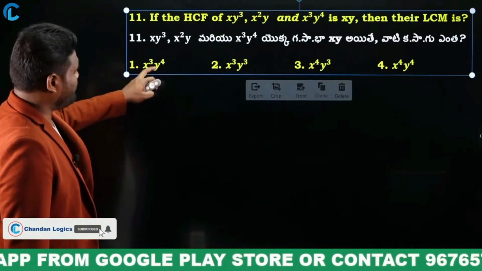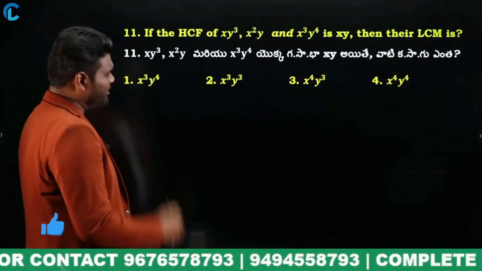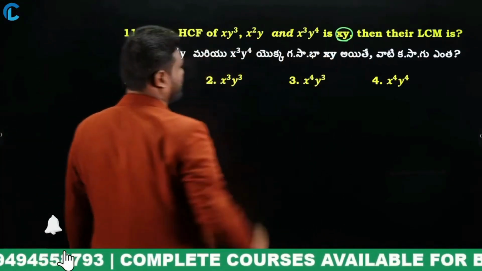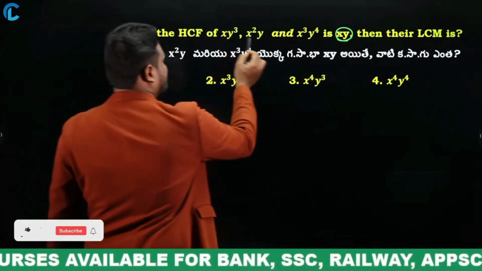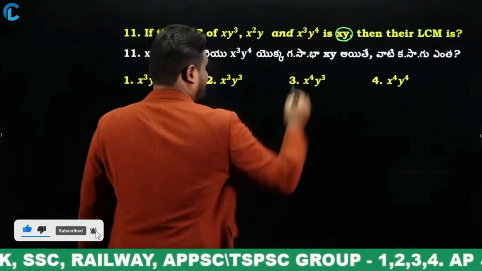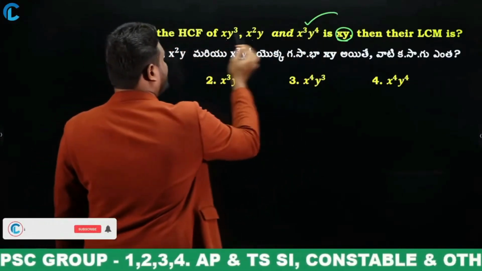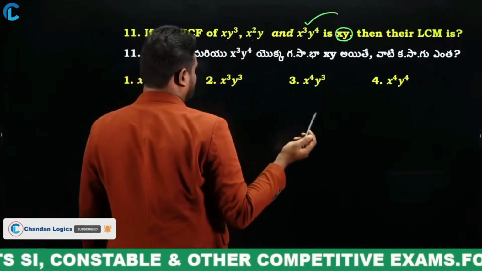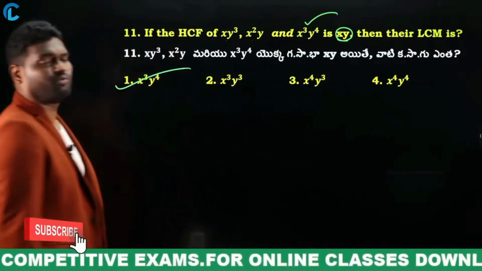If the HCF of xy^3, x^2y and x^3y^4 is xy, then their LCM is? So they are asking what is the LCM of these three terms. It is very clear. x^3y^4 is going to be the LCM. xy^3 is already covered, x^2y is also already covered. So the answer is x^3y^4, which will be the LCM.